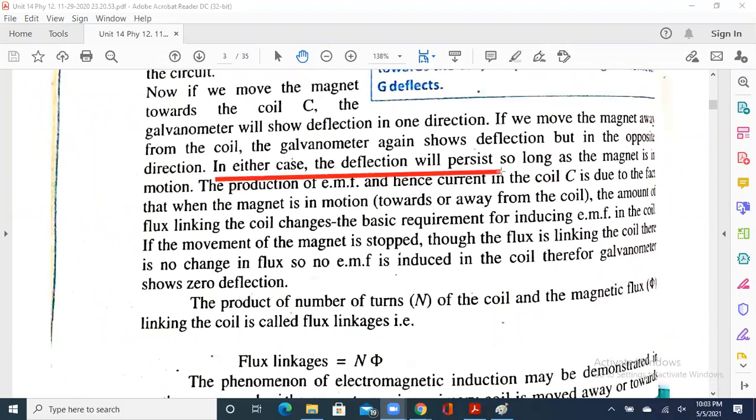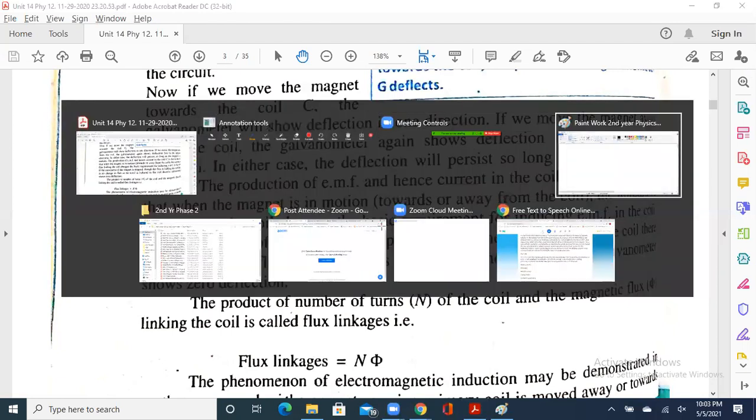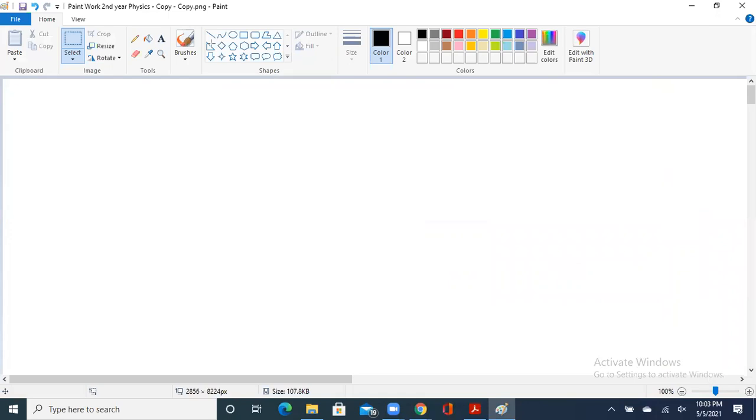In either case, the deflection will persist so long as the magnet is in motion. Persist means it will continue only when the magnet is moving. If the magnet is not moving, then the galvanometer shows zero. It is showing zero movement. Let me tell you how it is possible. Let's see.